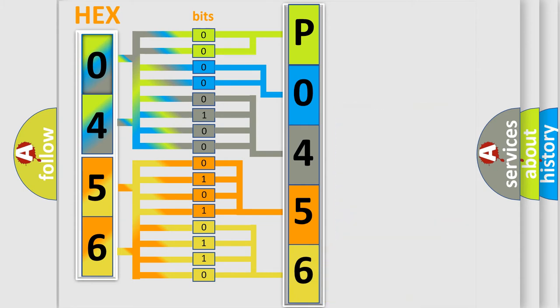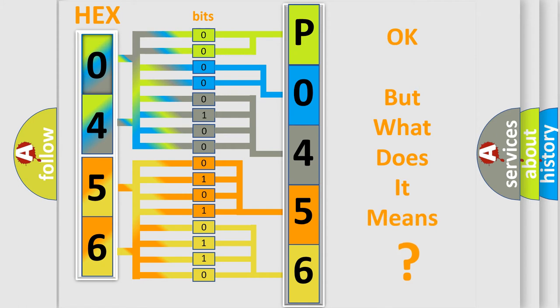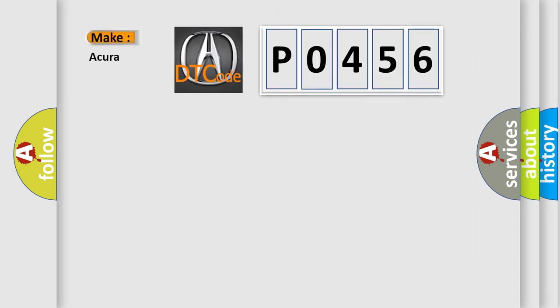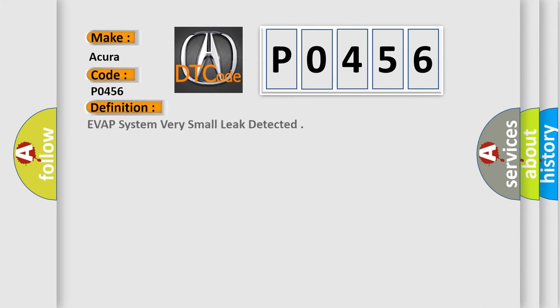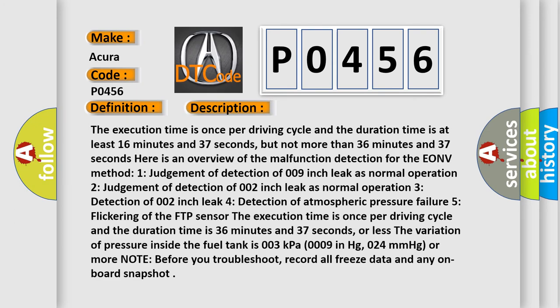We now know in what way the diagnostic tool translates the received information into a more comprehensible format. The number itself does not make sense to us if we cannot assign information to what it actually expresses. So, what does the diagnostic trouble code P0456 specifically mean for car manufacturers? The basic definition is EVAP system very small leak detected. And now this is a short description of this DTC code.